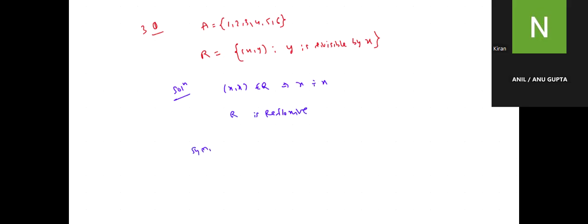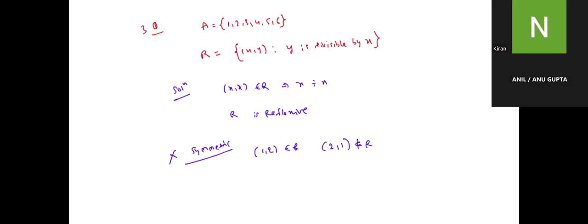Symmetric होगा या नहीं होगा? No. काउंटर एग्जाम्पल देना कोई तो. So we can write कि 1 comma 2 belongs to R, so 2 is divisible by 1, but 2 comma 1 does not belong to R because 1 is not divisible by 2. Correct. Same reason, not symmetric.